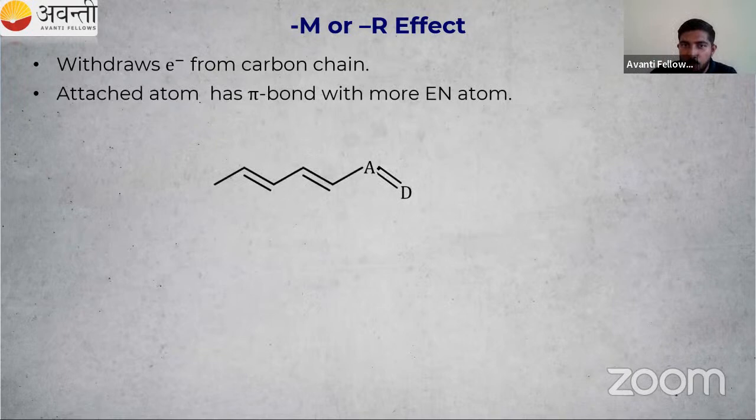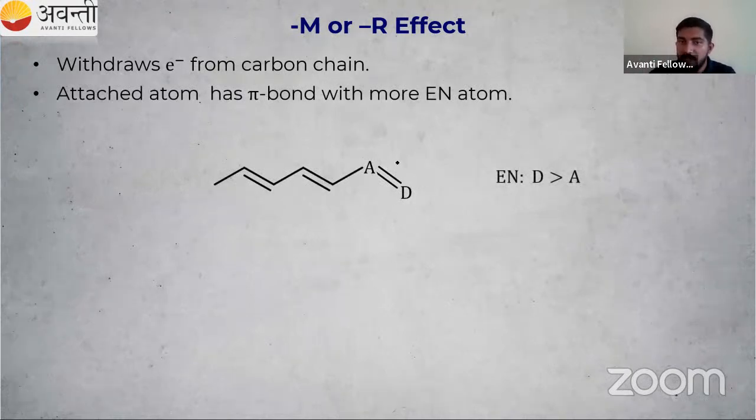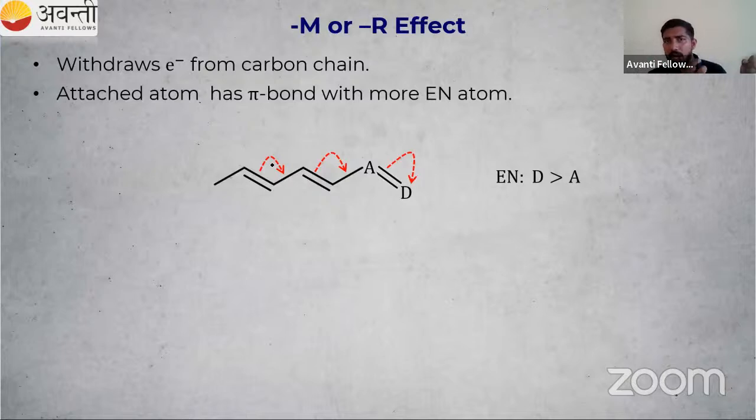So we have this group A, D. D is more electronegative, so it will take the electron from this pi bond. Then we have to satisfy the valency, so there will be a shift in the pi electrons. We have discussed this condition already, that is why I'm not repeating it. Okay, this is happening. Our group is taking electrons from the ring. That is known as a minus M group.